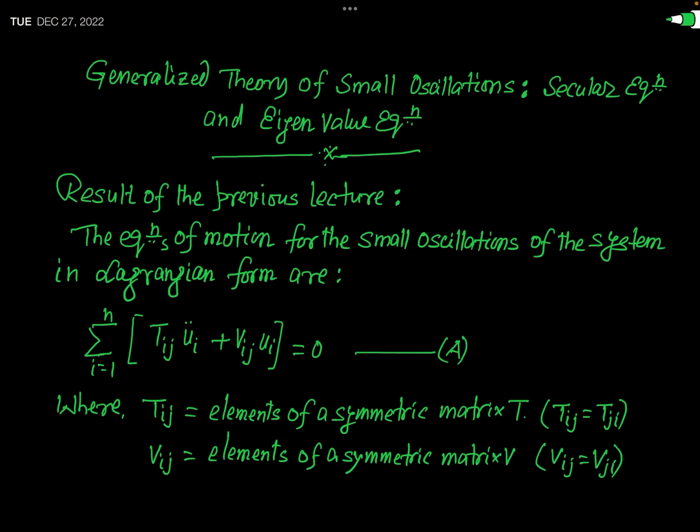In the previous lecture, we developed the generalized theory of small oscillations. In fact, we obtained the general equation of motion for small oscillations, and today our aim is to solve that very equation of motion. When you solve the equation, you will see that we have a secular equation. That secular equation, when solved, gives the eigenvalues and eigenfunctions of the matrix in the equation of motion.